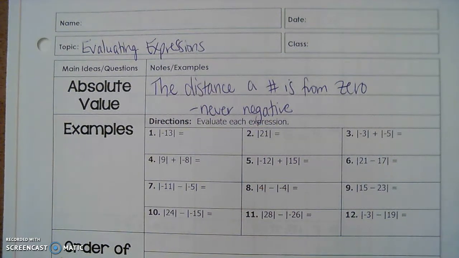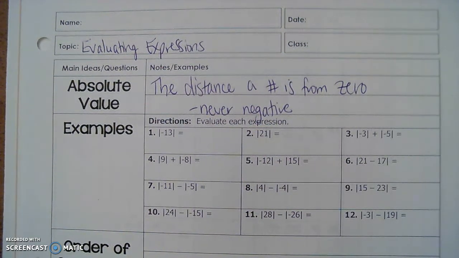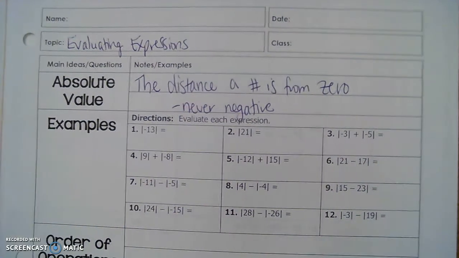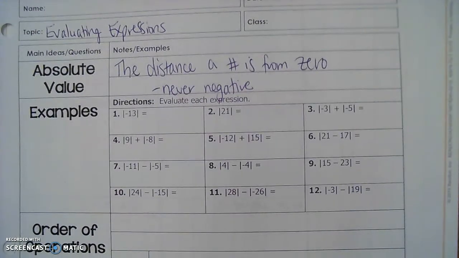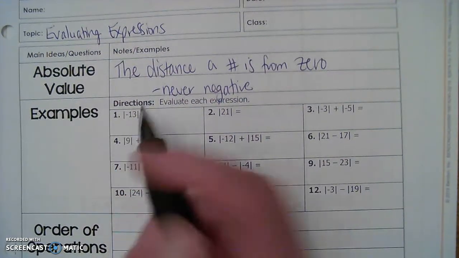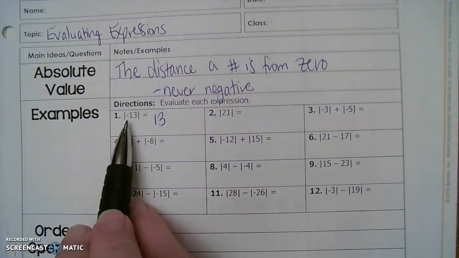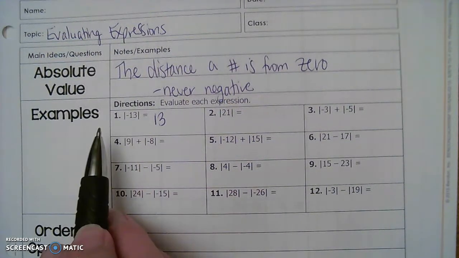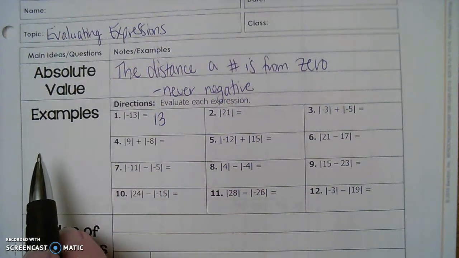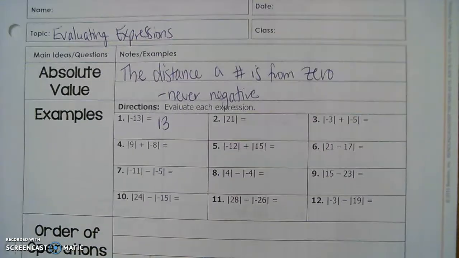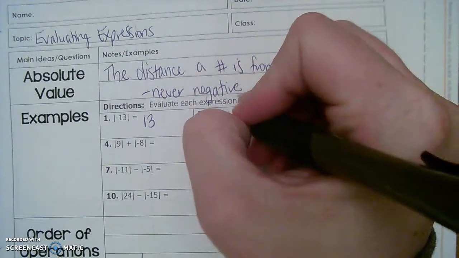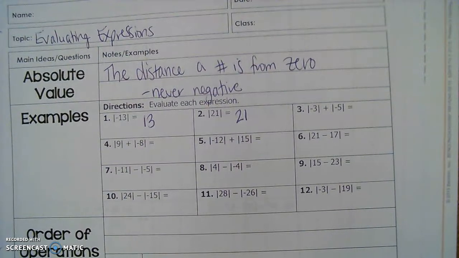Now, your answer to one of these absolute value questions could be negative based on if you add or subtract or multiply or divide at the end. But when you take the absolute value, when that's the operation you're doing, that part of it cannot be negative. So number 1, the absolute value of negative 13 is positive 13. Negative 13 is 13 away from 0. Again, it doesn't matter that it's negative. It just matters that it's 13 away. The absolute value of 21 is positive 21. It doesn't become negative.